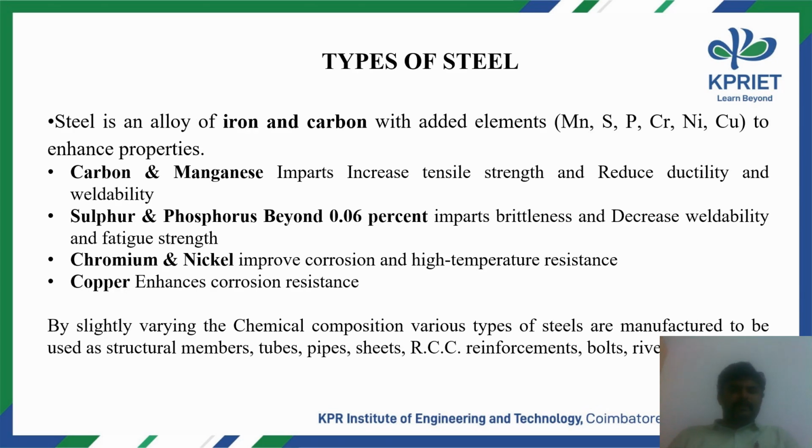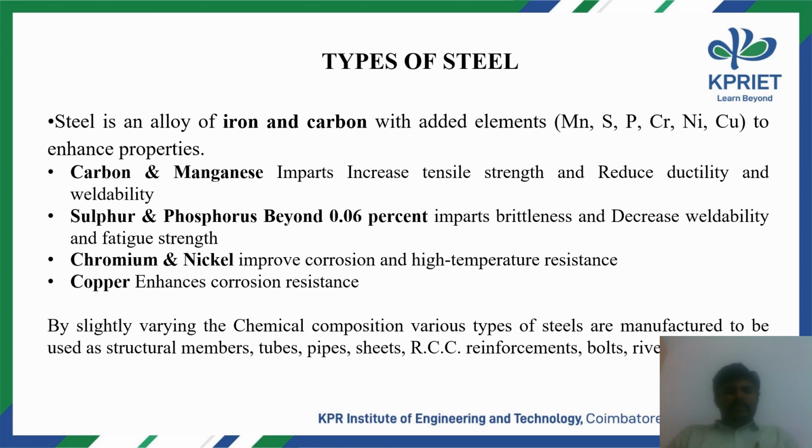And then types of steel. Before that, what is steel? Steel is an alloy. Alloy means a combination of two or more materials. Steel is an alloy of iron and carbon. In addition to that, we can add manganese, sulfur, phosphorus, chromium, nickel, etc.